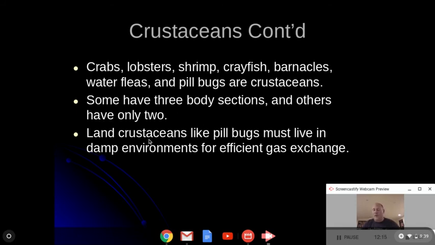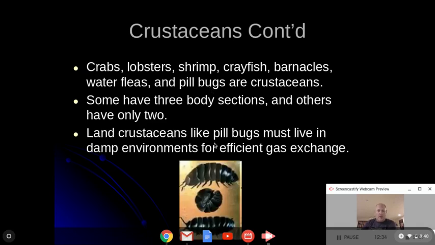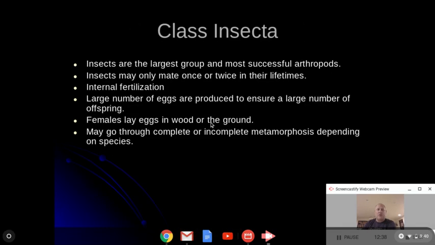If you ever flip over a piece of rotting wood in your garden or whatnot, and you see the little tiny pill bugs scattered everywhere, those are types of crustaceans. They use lungs. So they have to live in moist environments for gas exchange. All right, but those are types of crustaceans. Different pill bugs right there. Sometimes you call them roly-polies. That's what we used to call them growing up.